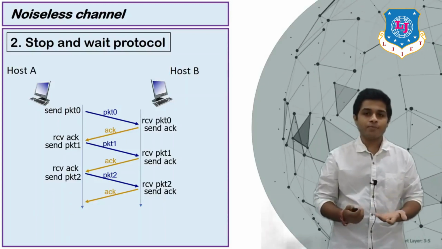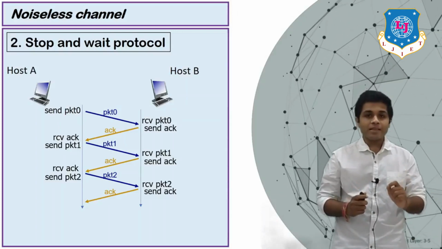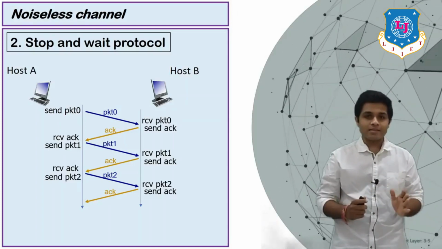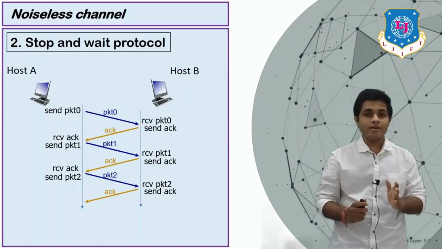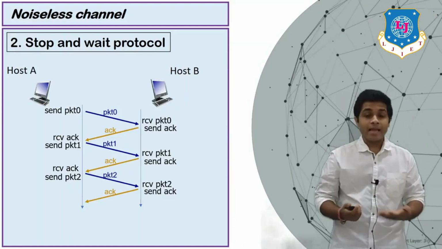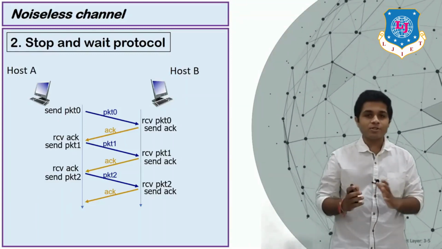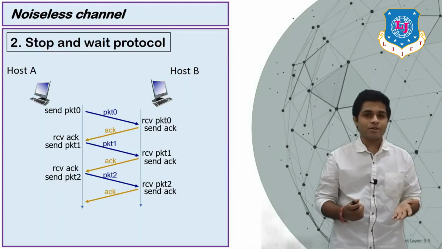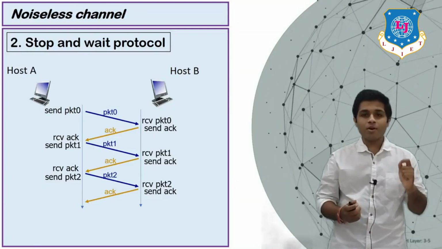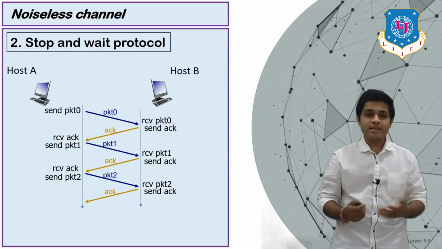In this example, we are assuming that the channel is noiseless. It means that whatever packet is sent by A will be received by B, and whatever acknowledgement is sent by B will be received by A because there is no noise in the channel. But that is not the case in practical scenarios because the channel will always be noisy. So let's see what happens when the channel is noisy.